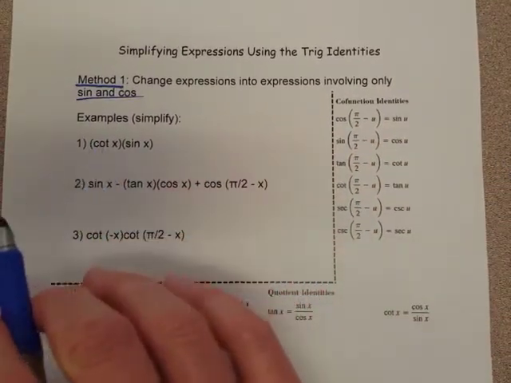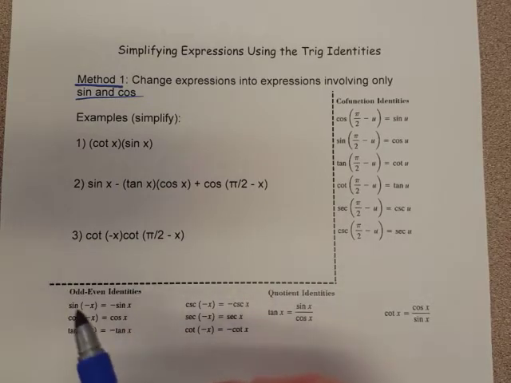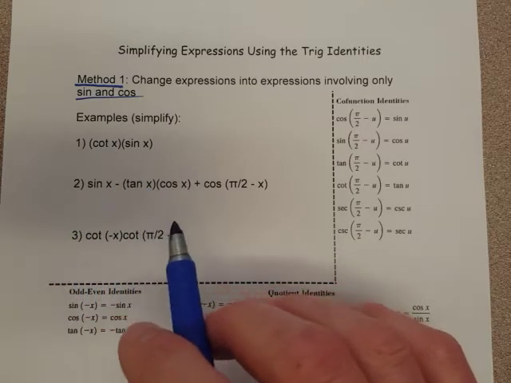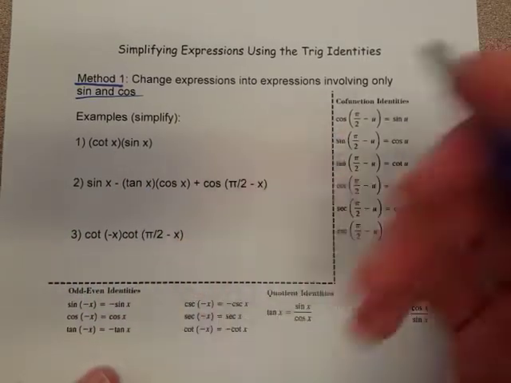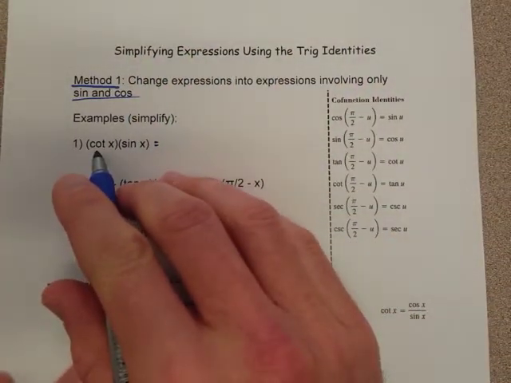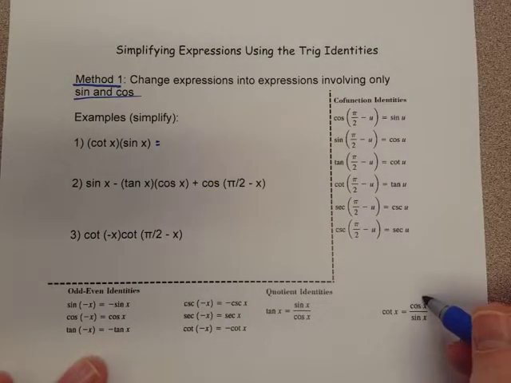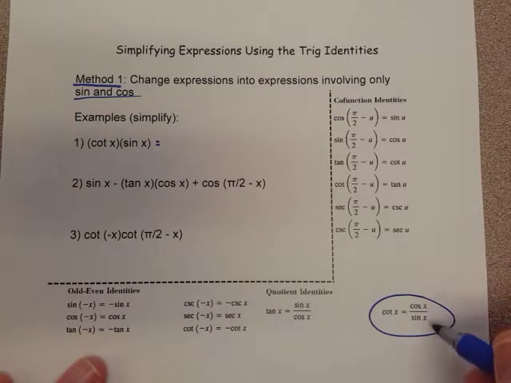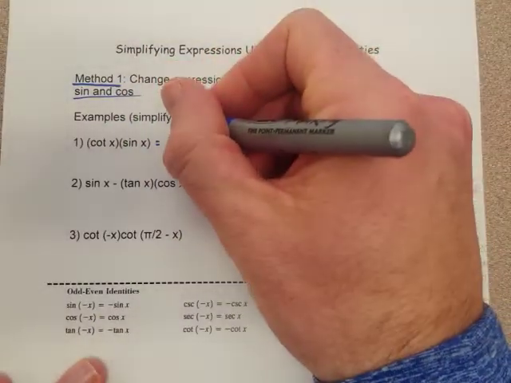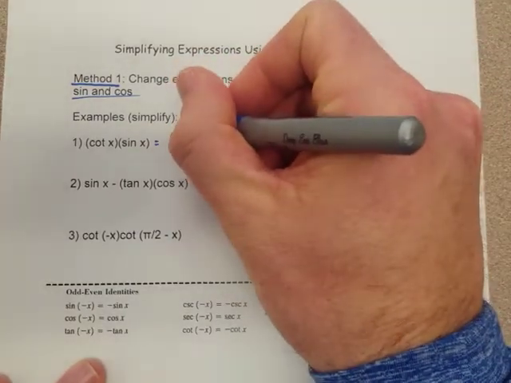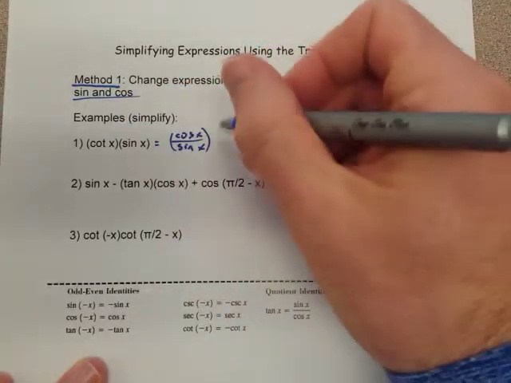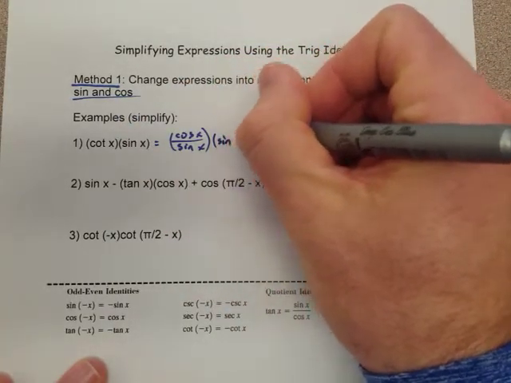Number 1 is let's decide how we simplify cotangent of x times the sine of x. Now there isn't necessarily one right way to do it, but it's probably going to come out a certain way in the end. Cotangent, with the quotient identities, is the same as cosine over sine. So our method here is to get everything involving sines and cosines. So I'm going to replace that with cosine of x over sine of x. Sine of x right here stays where it is.